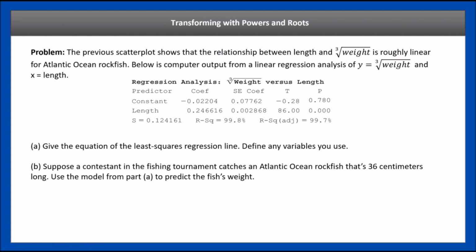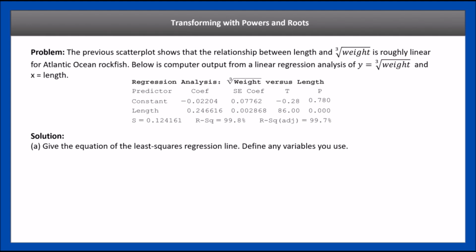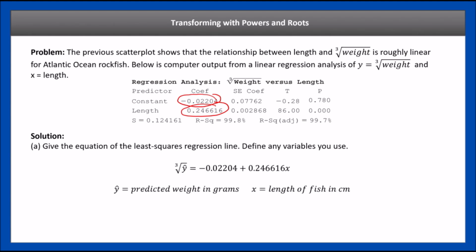So let's find out the equation of the least squares regression line, and then let's make the same prediction for 36 centimeters. All right, so for part A, again, we're using these two. That's my A and that's my B. I'll put those into my regression model, but keeping in mind that I'm doing the cube root of the weight.